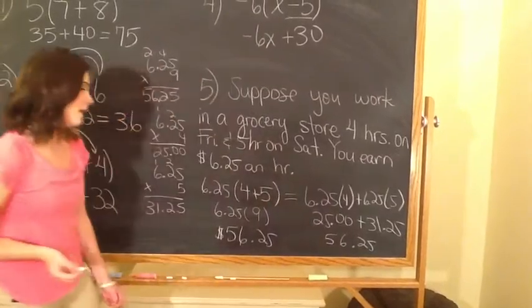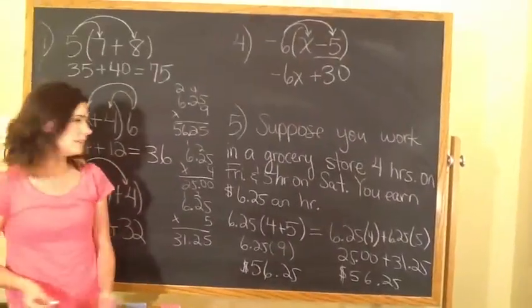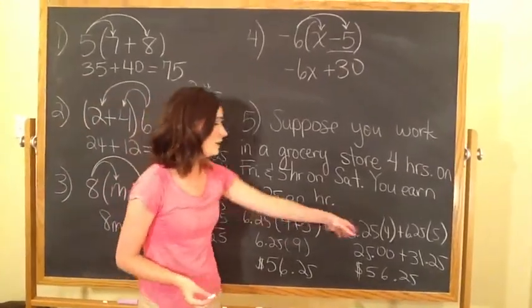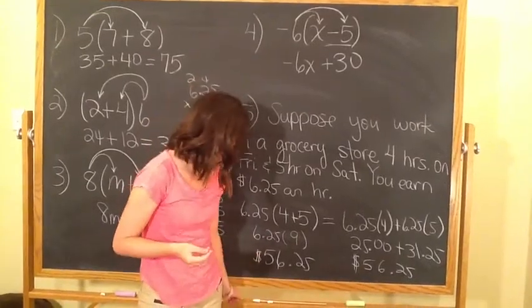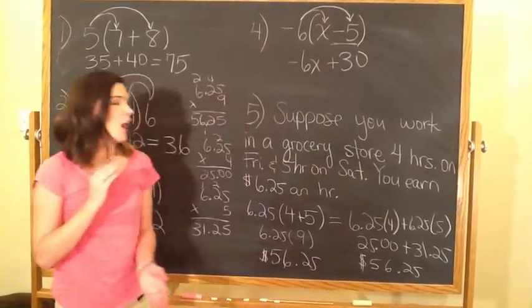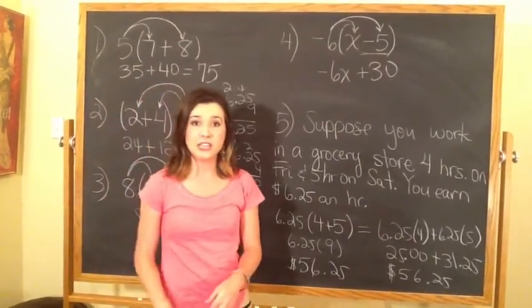So did we get the same amount of money? Yes, we did. Just we did it in two different ways. So that is using the distributive property and showing that these equivalent equations are going to give you the same answer.